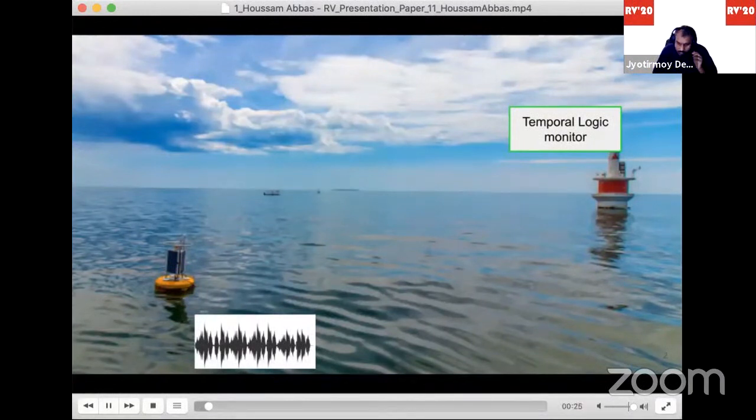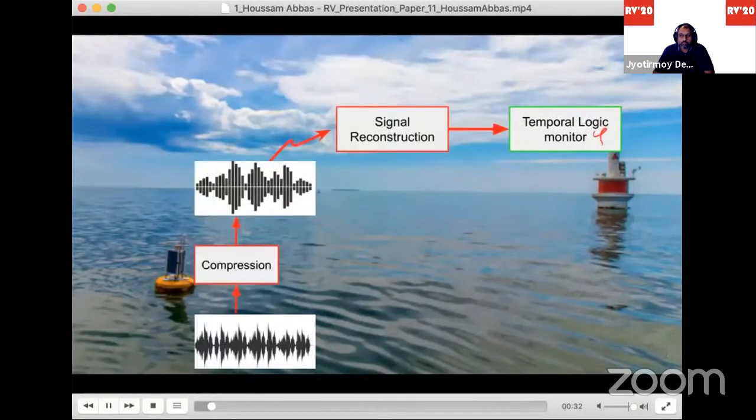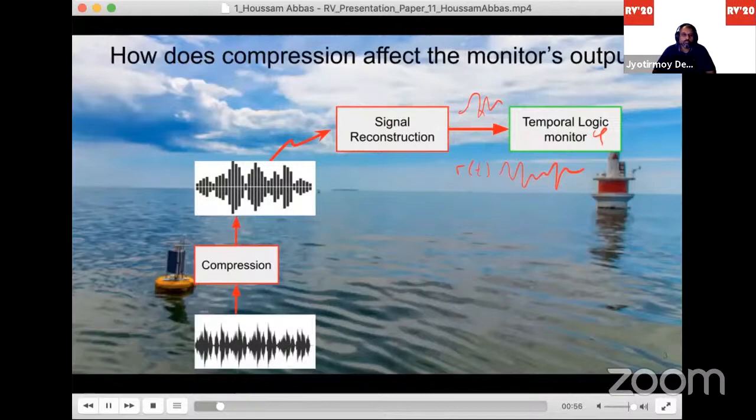It wants to transmit the signal to some central station where it will be monitored against a temporal logic formula phi. So to do so, it first compresses the signal, it transmits it, the signal is reconstructed at the receiver, and it is monitored by the TL monitor. And the output of the monitor is itself another signal because we're interested in quantitative semantics of temporal logic rather than Boolean semantics. Now, compression is a lossy operation, so it is natural to ask, how does compression affect the monitor's output, right?